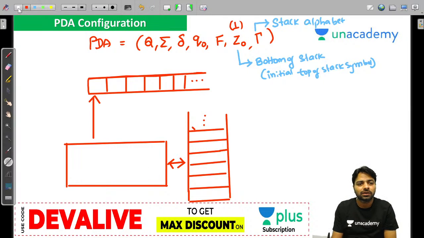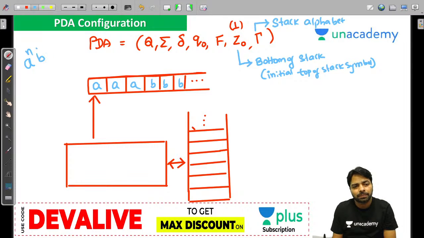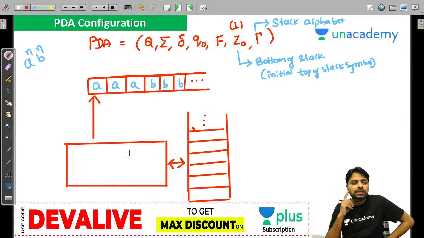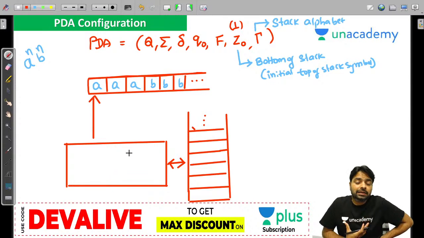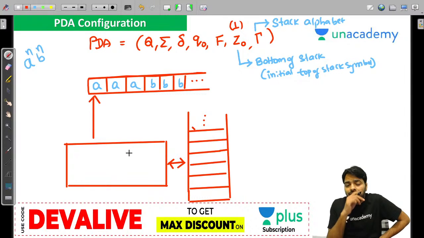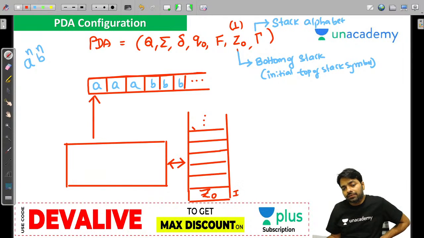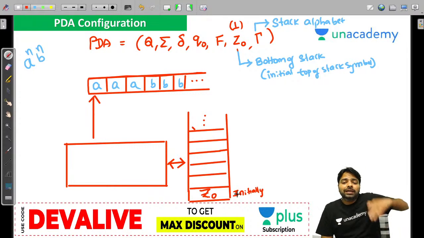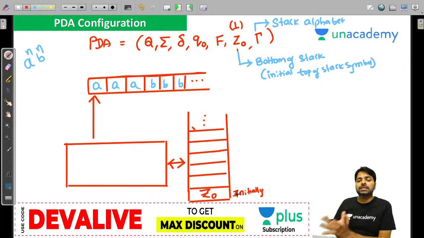Okay, now we have the configuration. Suppose I have AAABBB as my string, maybe A power n, B power n. Everybody can implement the PDA in a different way, no need to implement the same way. Remember that. What I do is, initially I keep Z0 on the stack. That is the initial configuration, right? Why do you need to keep it? Because how do I know that the stack is empty? If my top of the stack is Z0, I will know that the stack is empty.